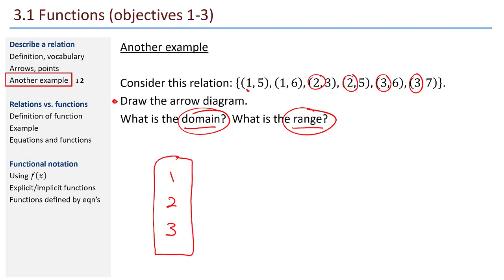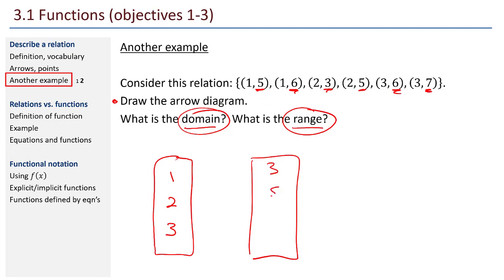Now what about the range? In my other set, the one on the right here, what is the result of the relation? Where do those arrows go? The numbers look like 5, 6, 3, 5, 6, 7. So it looks like 3, 5, 6, and 7. So the domain is on the left, the range is on the right.